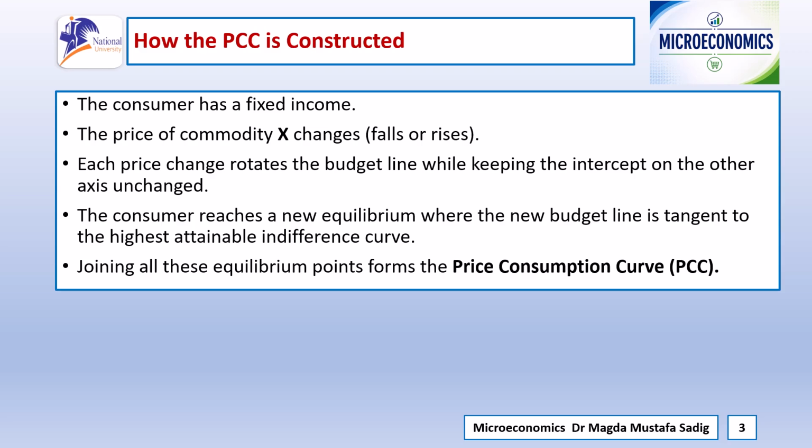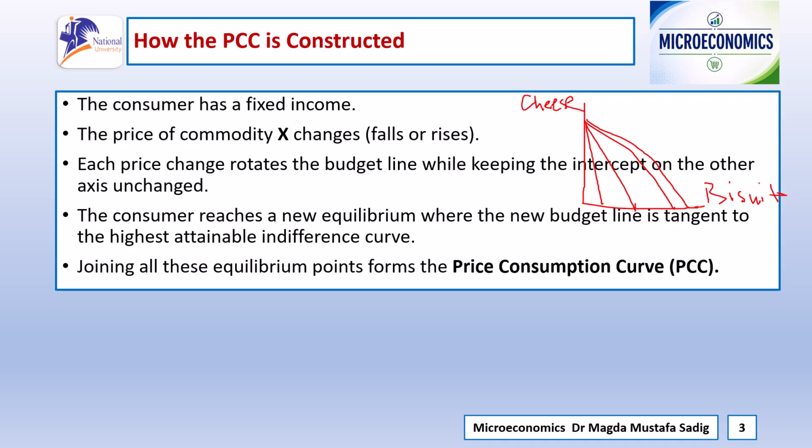Let me show you how the budget line can rotate like this. This is, let us say, the cheese, and this is the biscuit. And this is our budget line. The budget line rotates like this. It changes its place for one of the two goods and remains constant or fixed at the other one.